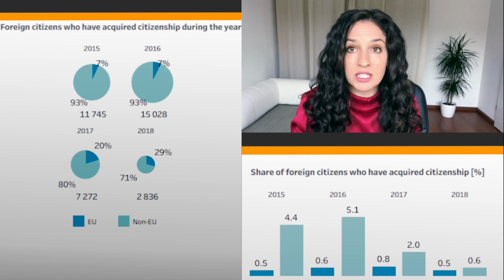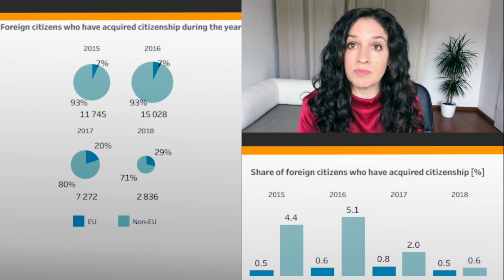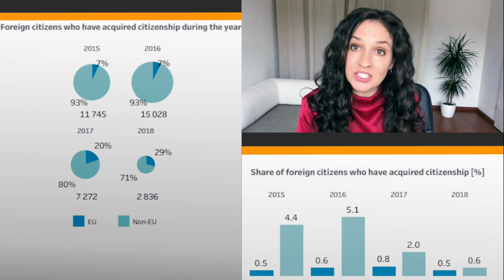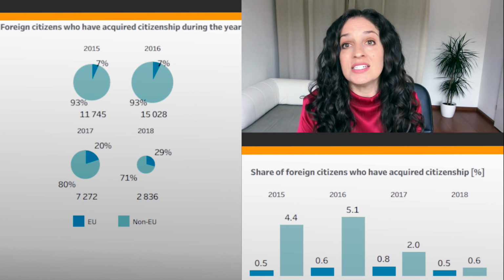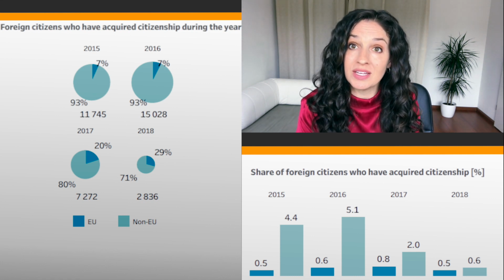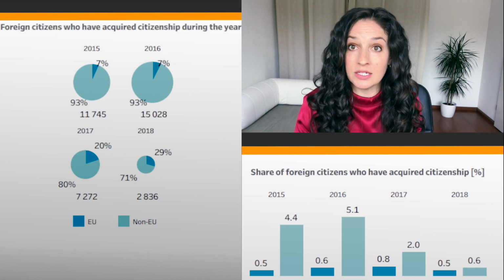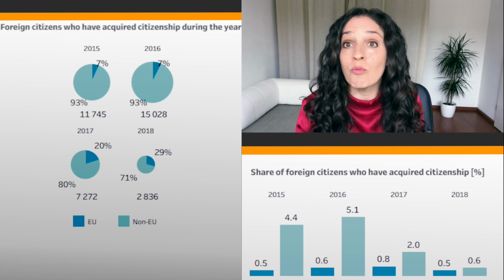Now, what is very clear is that non-EU nationals have a higher rate of gaining citizenship than EU nationals. And this is really just having to do with the take-up rate. So it's more advantageous for people coming from outside of the EU to gain citizenship than those from within the EU, because EU citizens in general have very similar rights to Danish citizens in this context. So gaining citizenship is not as helpful for this group.